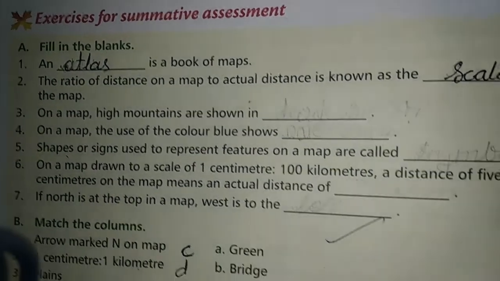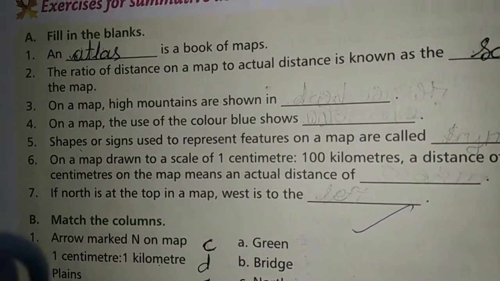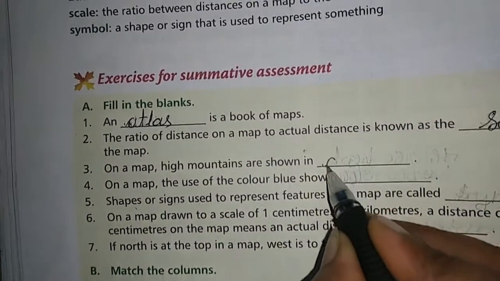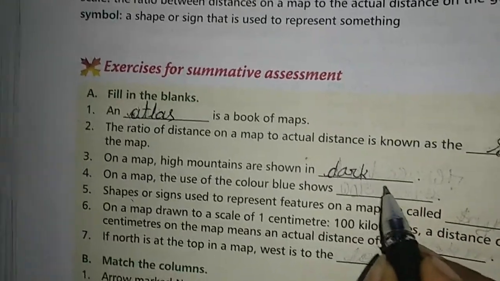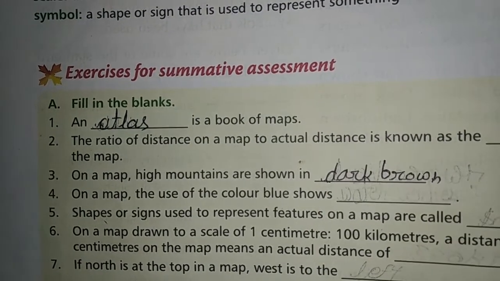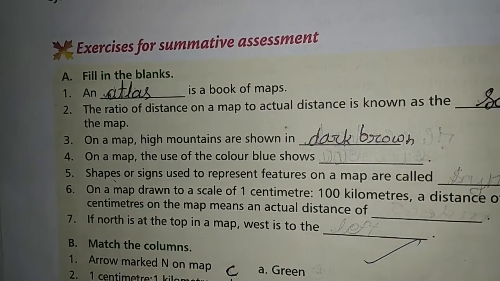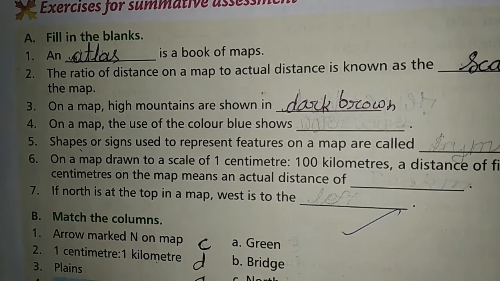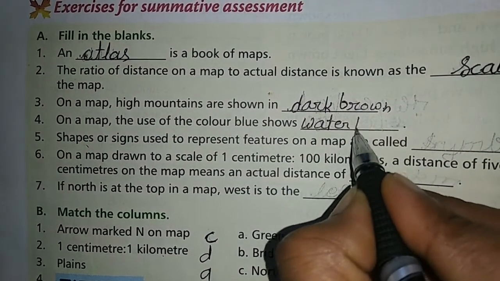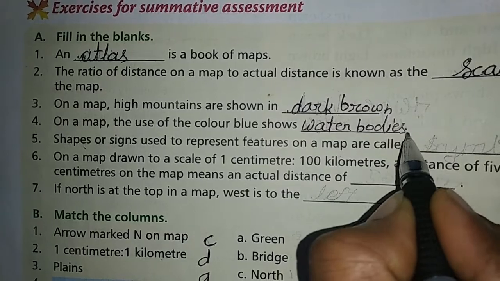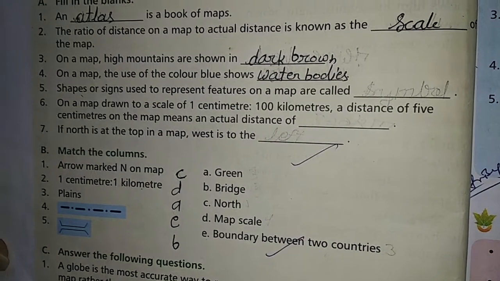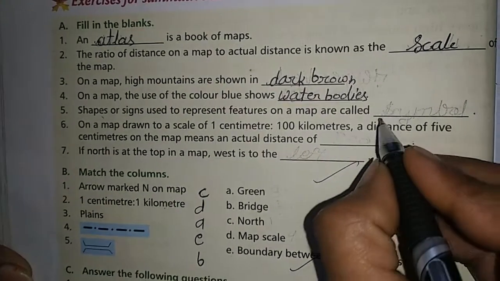And third question is, on a map, high mountains are shown in dark brown color. Fourth question, on a map the use of blue color shows water bodies. And fifth question, shapes or signs used to represent features on a map are called symbols.